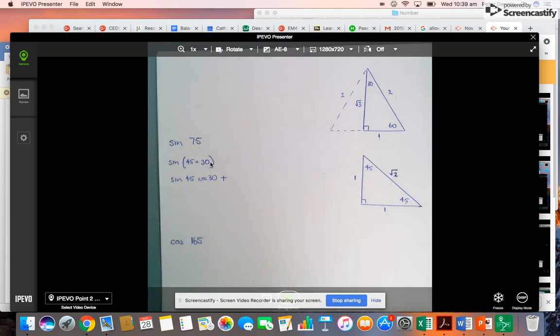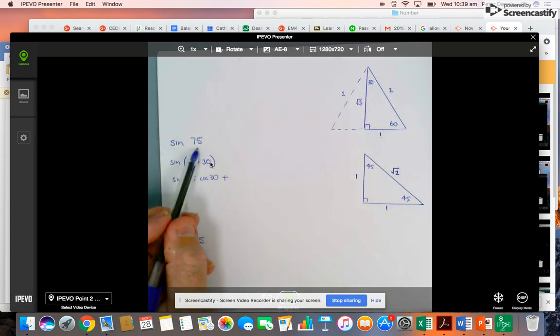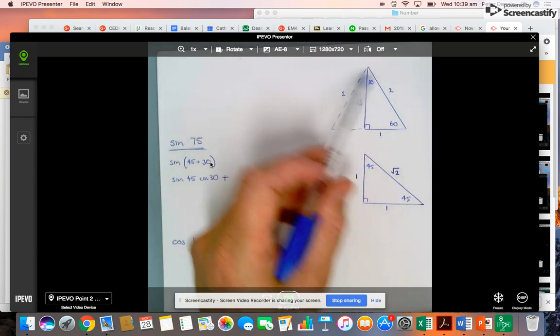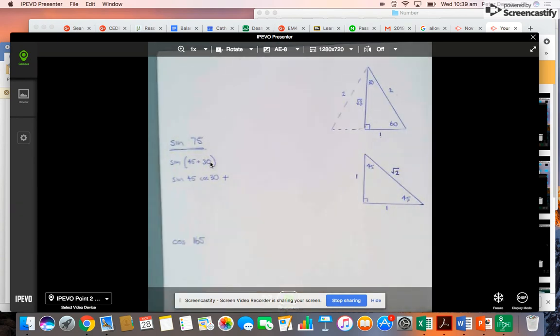Okay, so how do we use these double angles? Let's suppose we want the exact value of sine of 75. Now, we don't know the exact value. We know the exact value of lots of things over here, but we don't know the exact value of 75. But 75 is just 45 plus 30. So we can use our formula, sine of A plus B, and write it out.